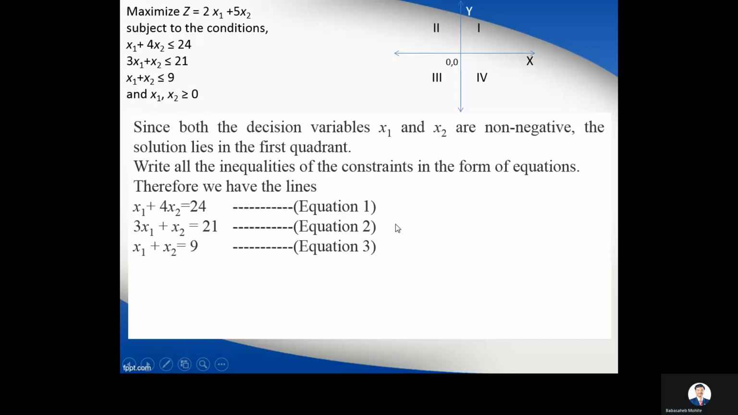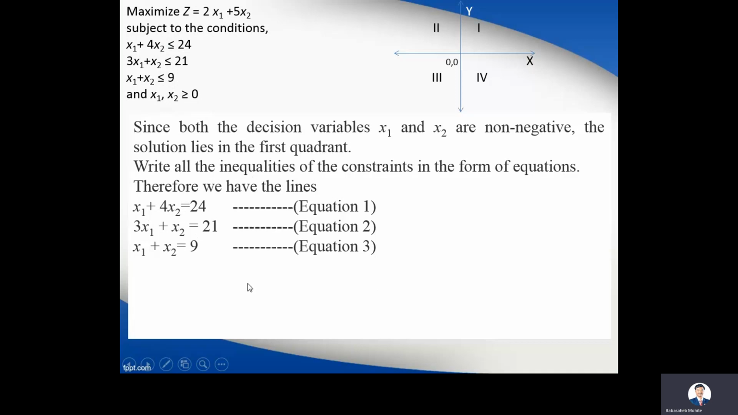So I have converted the constraints into equations by removing inequalities. Then for the first equation, I have to calculate the value of x1 and the value of x2.